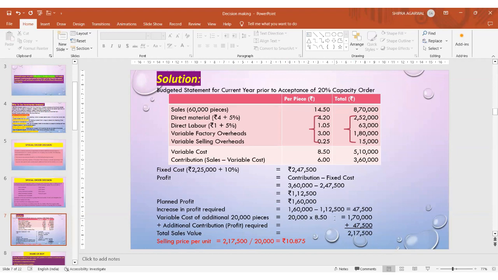Now my variable cost per unit is 8.50, so that will be 20,000 into 8.50. So my total variable cost from the new additional order comes out to 1,70,000. By all means, I need to recover that. And apart from that, I have an additional profit that I need to recover, that is 47,500. So the total value that I need to recover from the entire order should be 1,70,000 plus 47,500, that is 2,17,500. So the minimum selling price that I need to keep for this additional order should be the total amount that I need to recover upon the total number of units, that is 20,000. So it should be 10.875. So your special order decision can be taken if this price is available.